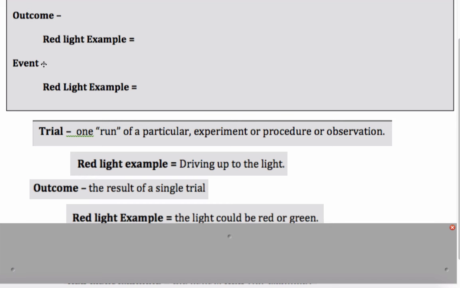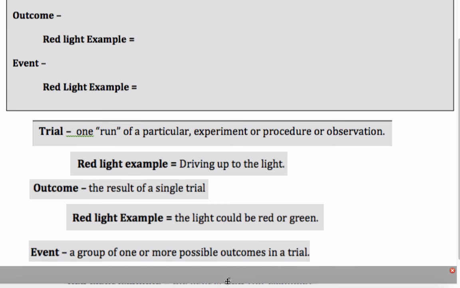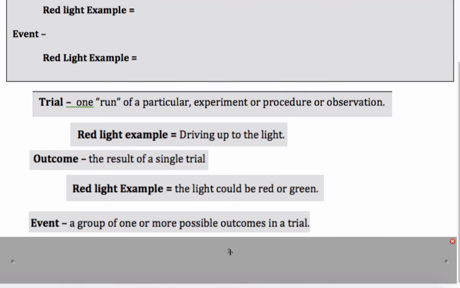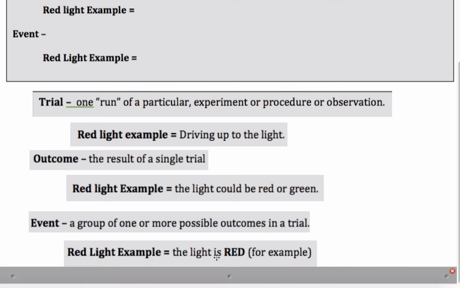And that leads us finally to an event. The event is what actually happened. We're looking for a group of one or more possible outcomes in the trial. In this particular example, we're looking for the light to be red. For simple ones, the event is usually one outcome, but it could be a group of different outcomes.